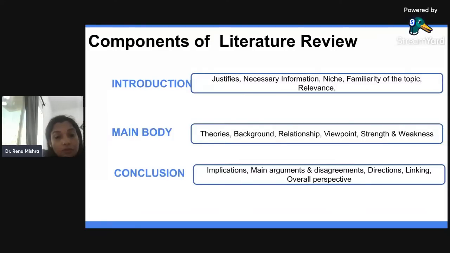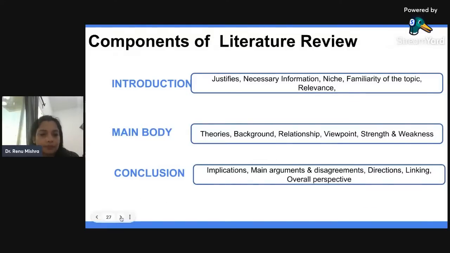Now the conclusion part, that is the last one, will be your own interpretations, your implications of the various studies, and here you will also give the research gap which you have found from the literature you have reviewed. On the basis of the analysis, the review of the various literature in the study suggests this. So you are presenting your own interpretation as well.